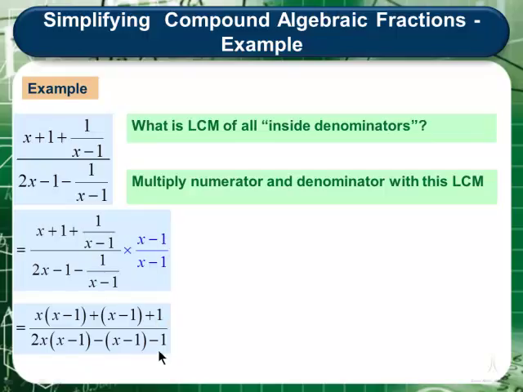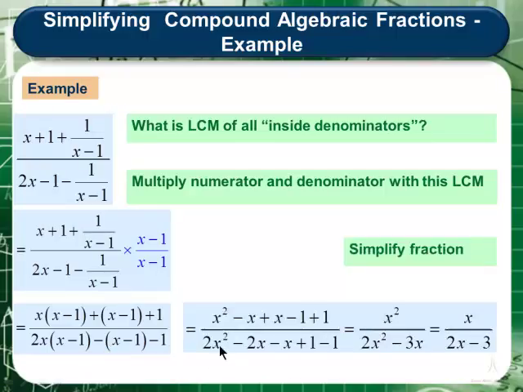Similarly, below the line we have 2x into x minus 1 minus x minus 1 and a minus 1. So we have to consolidate here and simplify, and if we do that, we see that the simplified version or format of this particular compound algebraic fraction just becomes x divided by 2x minus 3.